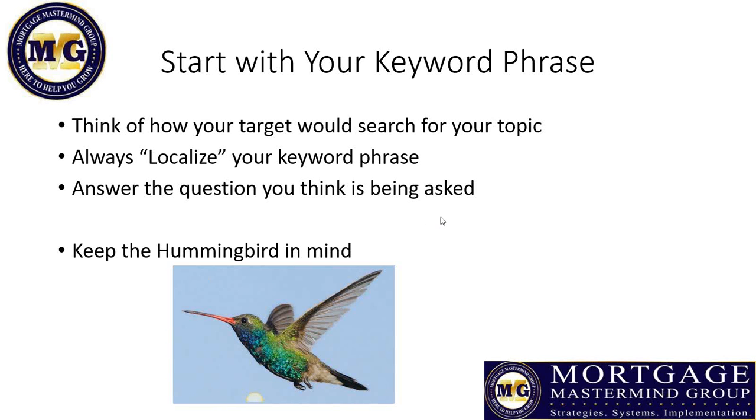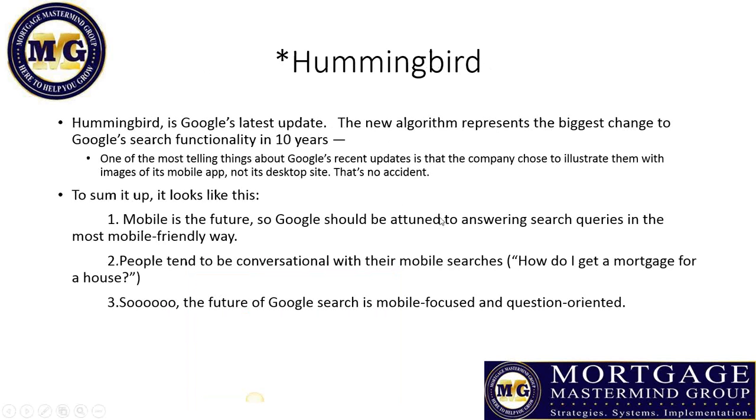Now, we've talked about Hummingbird in the past, but I think it's important that we refresh our memory on what Hummingbird actually is. Hummingbird is Google's latest update, and I wouldn't consider it new now. It's probably 10 or 11 months old at this point. But it represents the biggest change that Google has ever done in 10 years of its functionality or its algorithm.